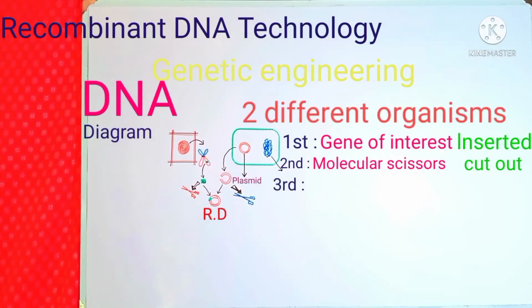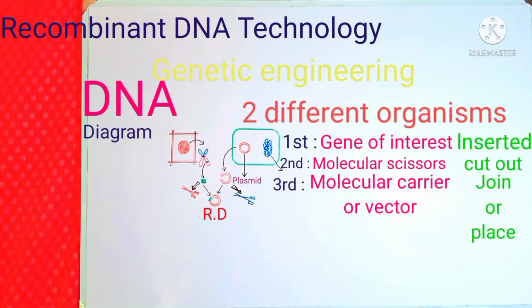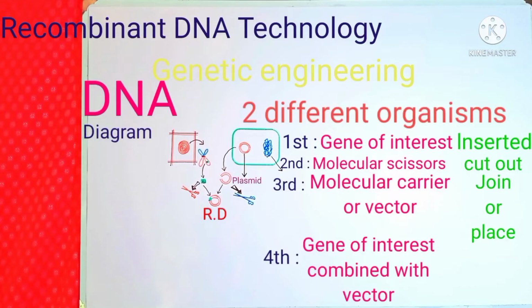The third material which is required for recombinant DNA technology is the molecular carrier or vector, on which the gene of interest or gene of choice could be joined, could be placed. At the fourth step, the gene of interest is completely joined with the vector like this. Then it is introduced in an expression system to produce a specific product.